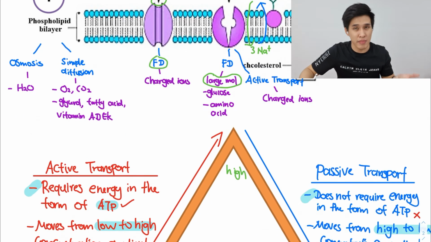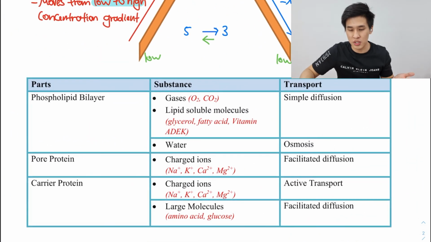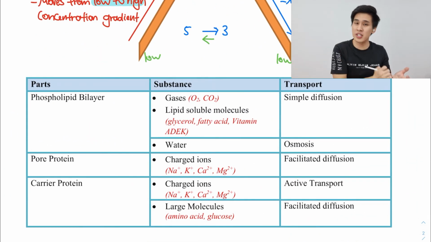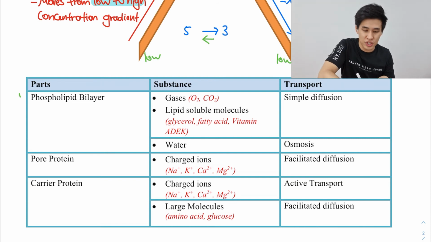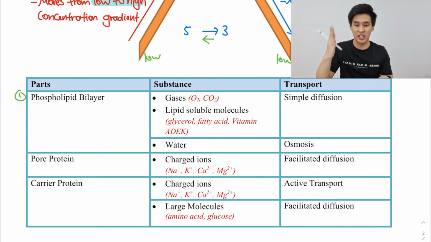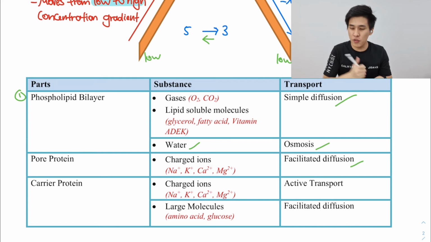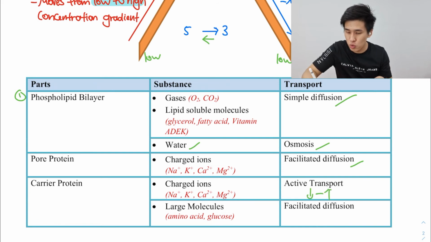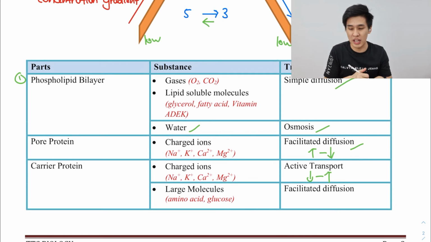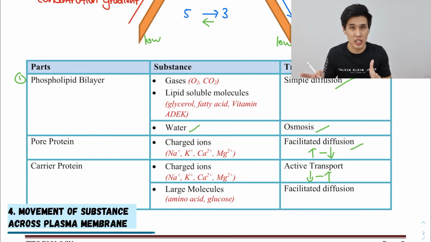If you think this is a bit messy, I should summarize all of those substances, transport, and the parts in this table. The main entrance, you can see you have gases and lipid-soluble substances that use simple diffusion. Water uses osmosis. Pore is only for charged ions, facilitated. Carrier is also for charged ions, but it is for low to high only. Large molecules can also pass through carrier, and I also use facilitated.